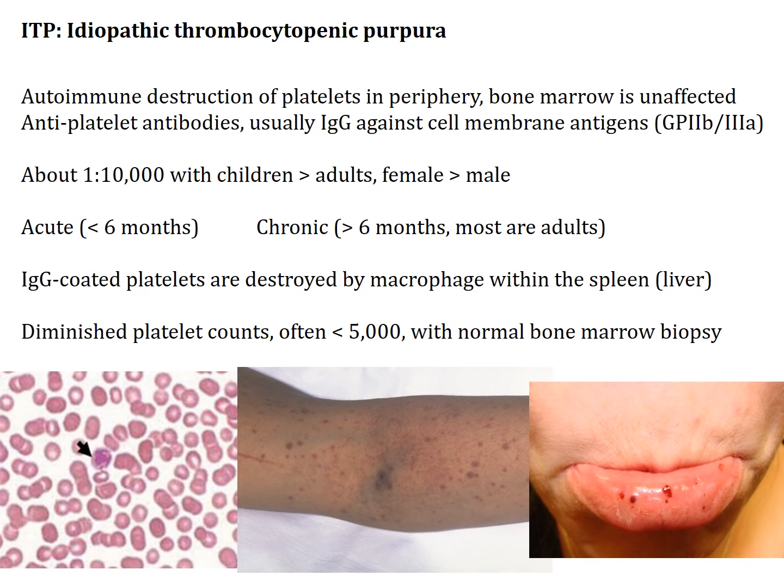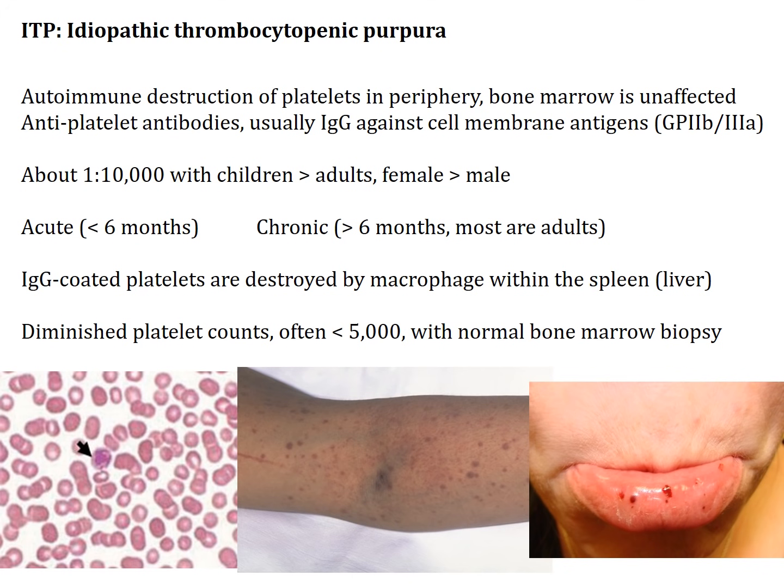This has an incidence of about 1 in 10,000. Children are far more affected than adults. Females are far more affected than males. If it lasts for less than 6 months, call it acute. If it lasts for greater than 6 months, it's chronic. Most kids have acute ITP. With treatment, it tends to resolve. Most adults have chronic ITP, and that may be a long-term problem that they may need to deal with.